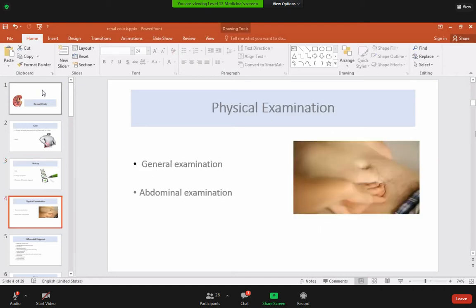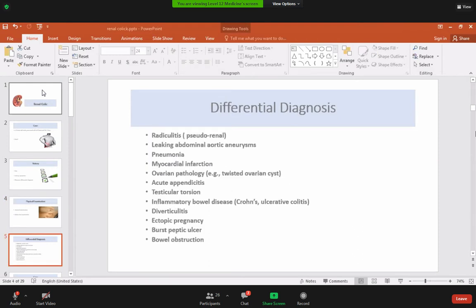Now, abdominal examination. What do we do in examination? We do a general physical examination and then abdominal examination. And the differentials for acute renal colic are usually radiculitis, so pseudorenal pain, or it could be a leaking abdominal aortic aneurysm. They all present with the same flank pain. Pneumonias, myocardial infarctions, ovarian pathologies, acute appendicitis, testicular torsion, inflammatory bowel disease, diverticulitis, ectopic pregnancy, burst peptic ulcer, bowel obstruction, any of these can occur with the same problem as renal colic.